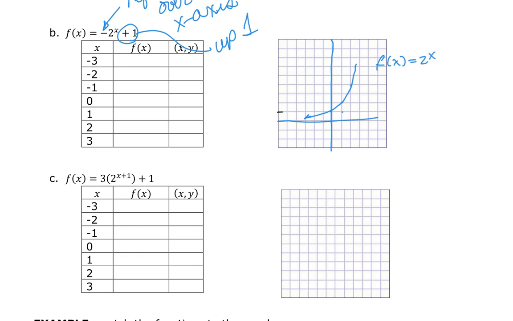Now I'm going to go up 1. So my horizontal asymptote is at y is equal to 1. This point, which was at 0, 1, would have gone to 0, negative 1, but it gets moved up 1. And so it's going to look something like that. So that's f of x is equal to negative 2 to the x plus 1.